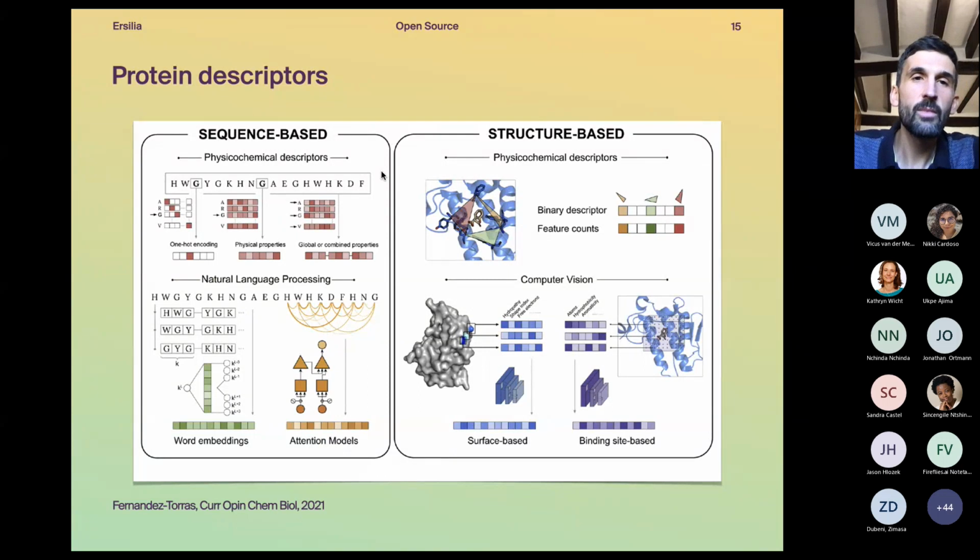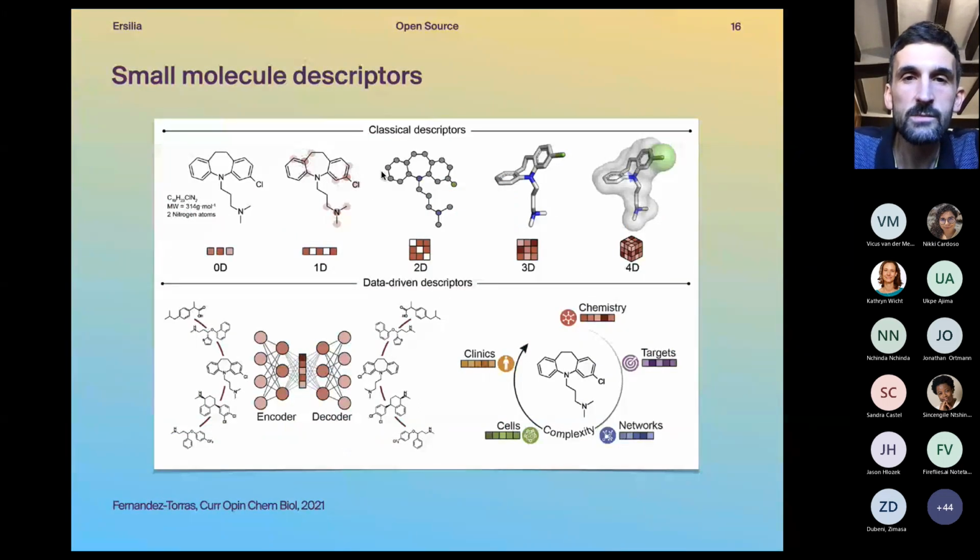Can we apply the same principle to small molecules? Indeed, we can. And this is actually what people have been doing for a long time with what we used to call classical descriptors, right? So fingerprints, physicochemical descriptors, etc.